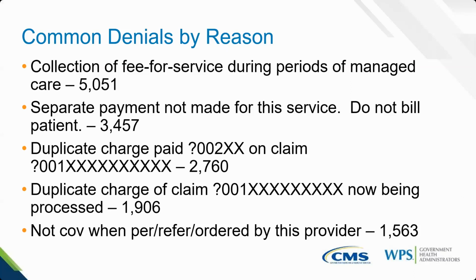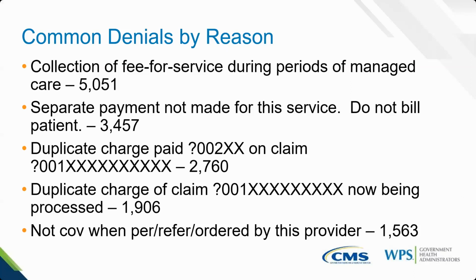You'll see duplicate charge already paid on that, with a 002XX, is what prints out when we do this data pull. A date would be filled in showing that this charge was already paid on this date on this particular claim. The second, 001 followed by those X's, would be the ICN of that particular claim. So a duplicate of a claim already processed.